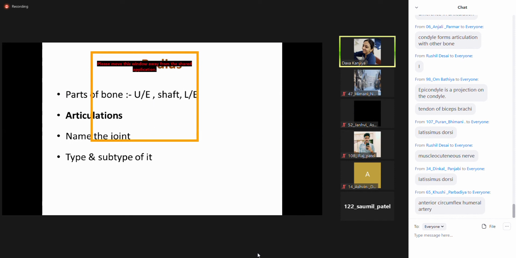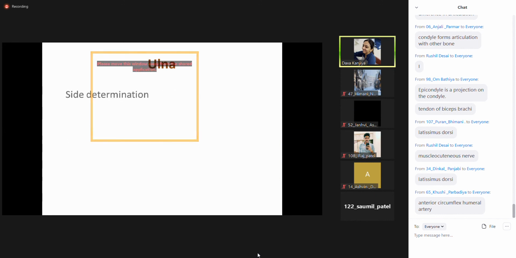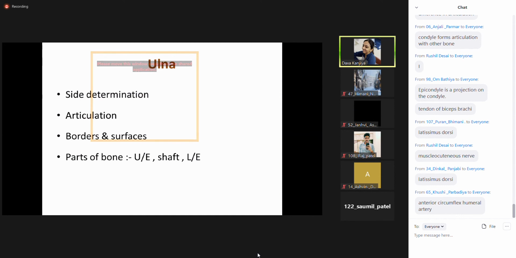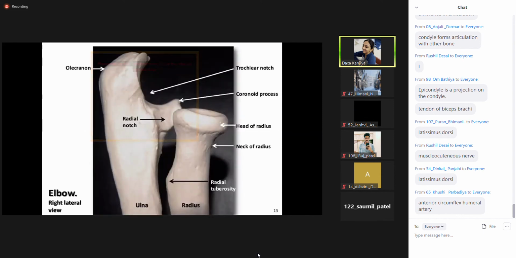Then the radius. Just like the other long bone, the parts include the upper end, lower end, and the shaft of the radius. The important thing is the joints formed by the radius. Just like that, ulna. See here the features of the upper end of the radius and ulna. On the ulna there is an olecranon process, anteriorly the coronoid process, and the trochlear notch. Right. Then laterally there is the radial notch which articulates with the head of the radius.